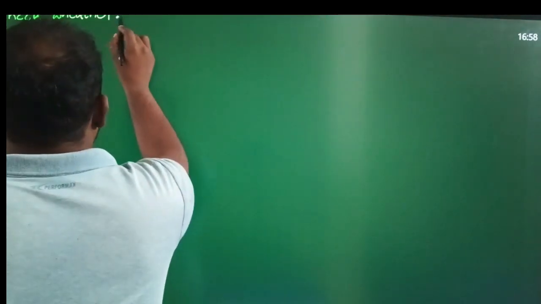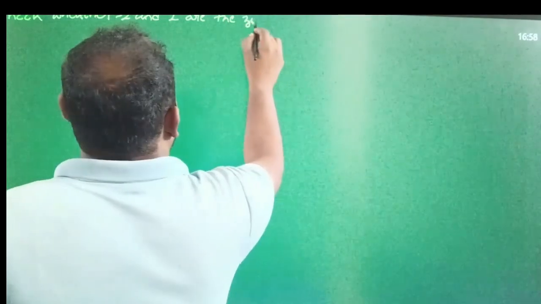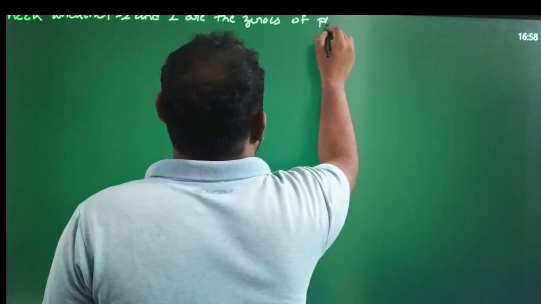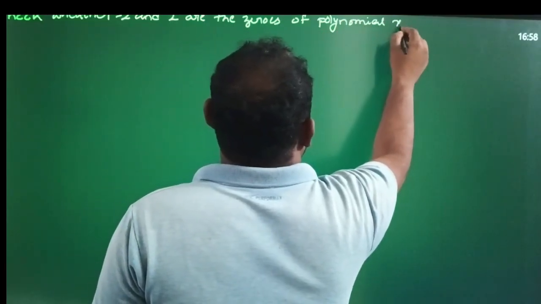Next one, check whether minus 2 and 2 are the zeros of the polynomial x plus 2.